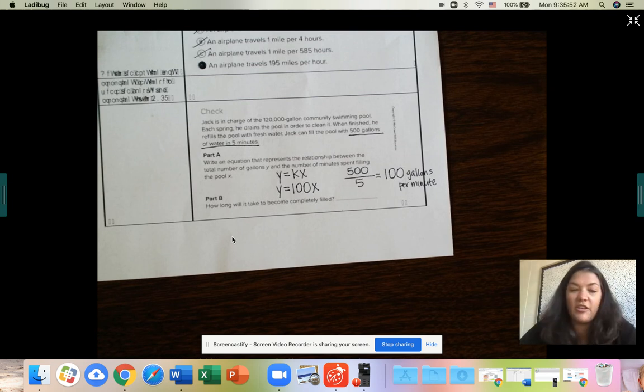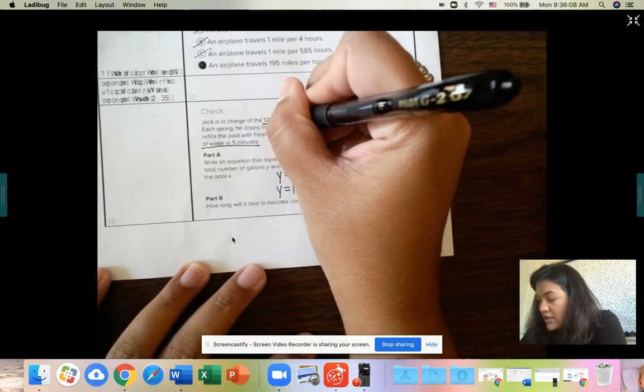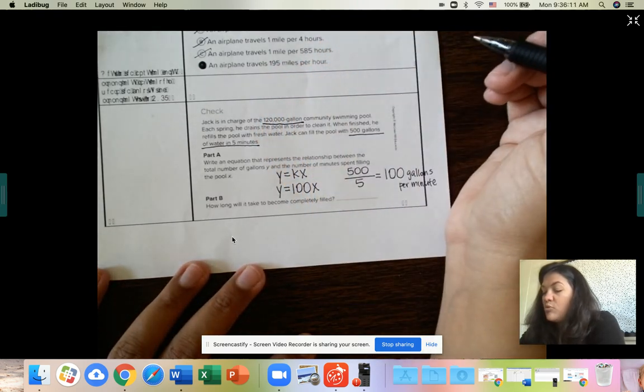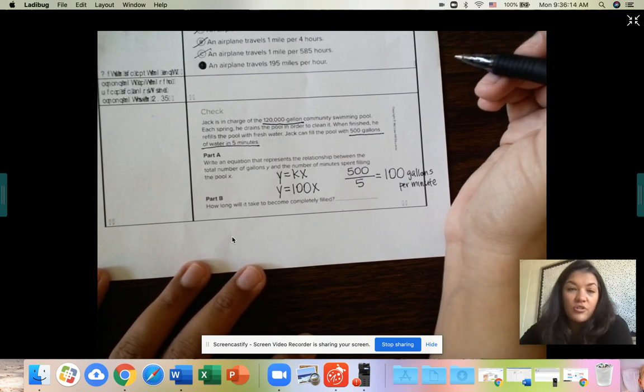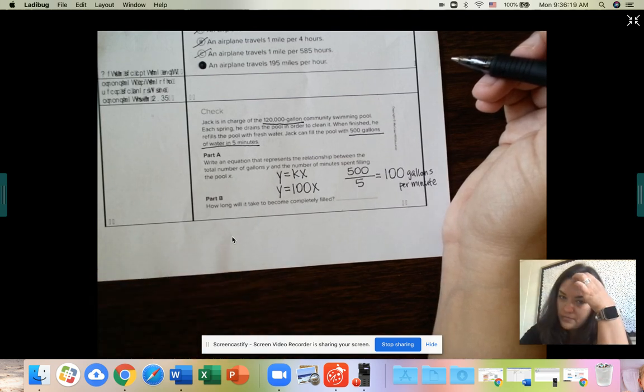So how can we figure out how long will it take to become completely filled? Well, what is full? If we go back to the problem, it says Jack is in charge of the 120,000 gallon community swimming pool. So it's full when it has 120,000 gallons in it. Well, if I think about my equation, I'm trying to think about the easiest way for you to do this.